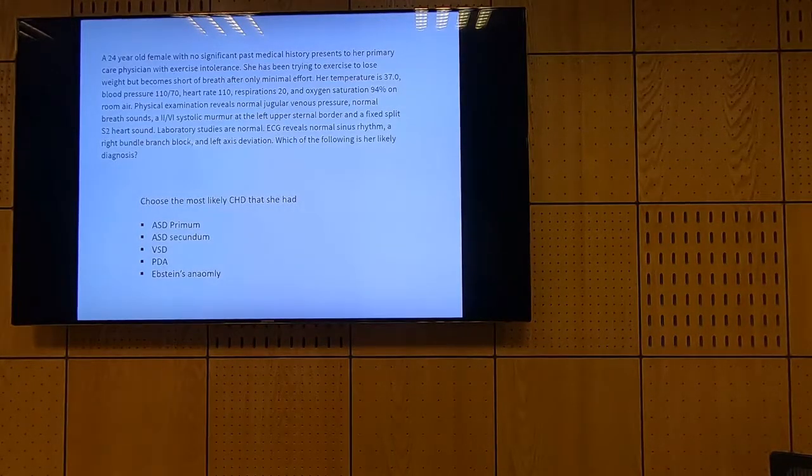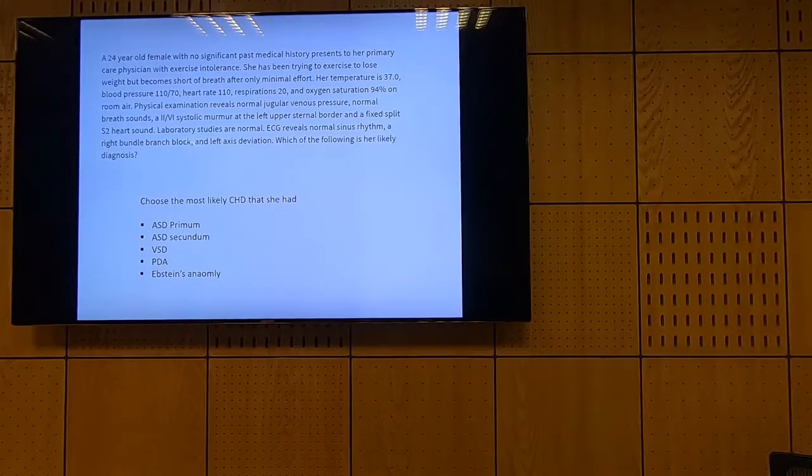A 24-year-old female with no significant past medical history presents to her primary care physician with exercise intolerance. She has been trying to exercise to lose weight but becomes short of breath after only minimal effort. Temperature 37, blood pressure 110/70, heart rate 110, respiration 20, oxygen saturation 94. Physical examination shows normal jugular venous pressure, normal breath sounds, a grade 2 out of 6 systolic murmur at the left upper sternal border, and fixed splitting of S2. Laboratory studies are normal. ECG shows normal sinus rhythm, right bundle branch block and left axis deviation. Which of the following is the likely diagnosis?